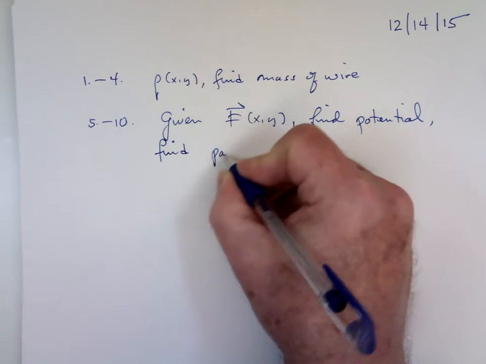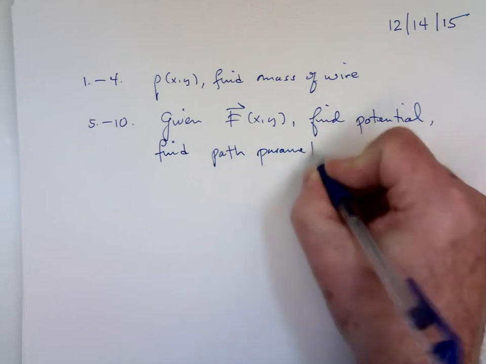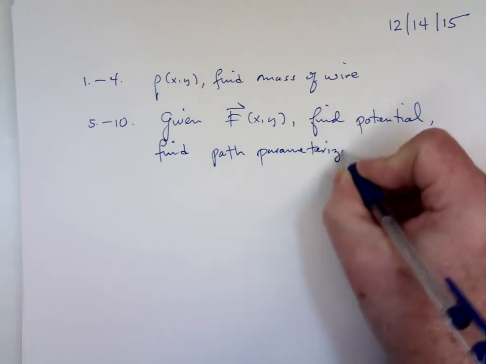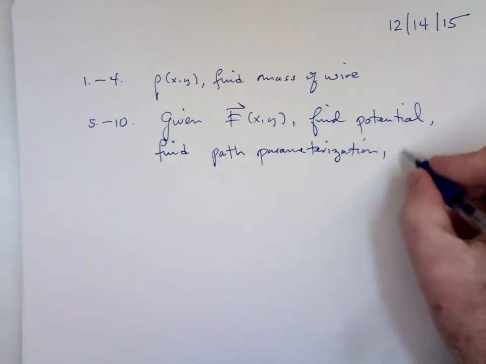Find a path, parameterization. I'm going to give you two endpoints and ask for a parameterization along a linear path between the 2 points. Okay. Find the integral for work.